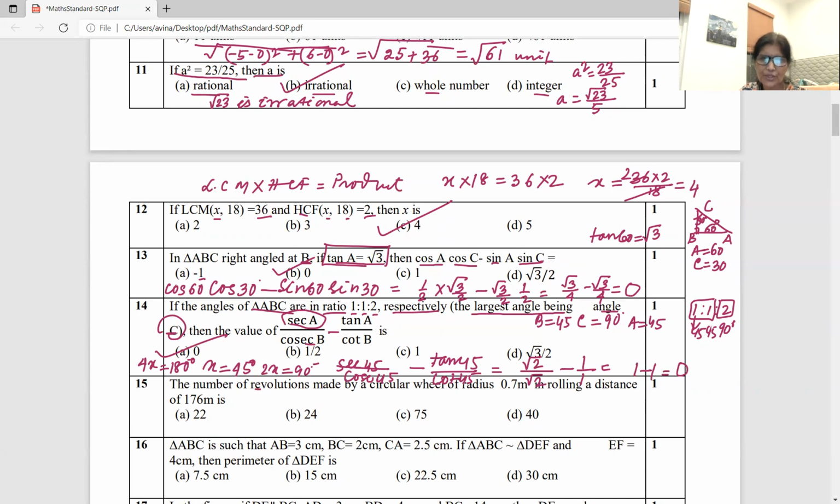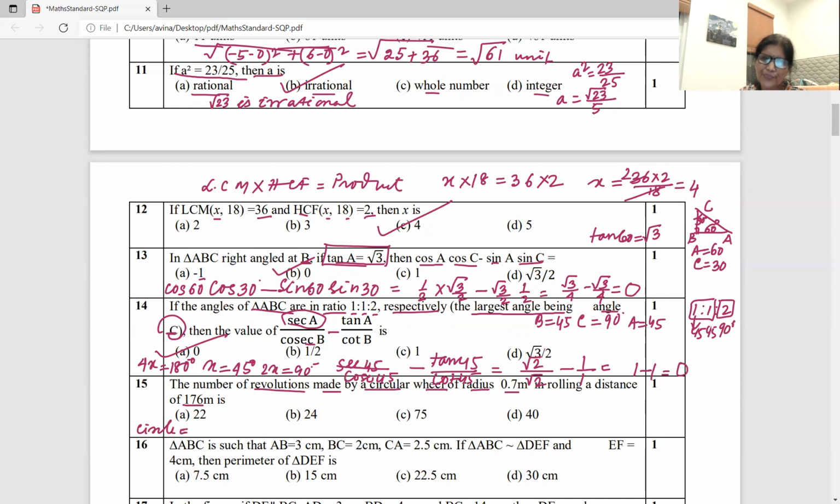Number of revolutions made by a circular wheel of radius 0.7 meters in rolling a distance of 176 meters each. यहाँ अगर एक चीज आप जानेंगे तो ये क्वेश्चन इजी है. क्या क्वेश्चन है? एक व्हील दिया हुआ है तो इट इज ए सर्कल. तो एक व्हील कितना रास्ता जाता है एक बार घूमने से? रिवोल्यूशन मतलब एक बार घूमने से, 2πr.